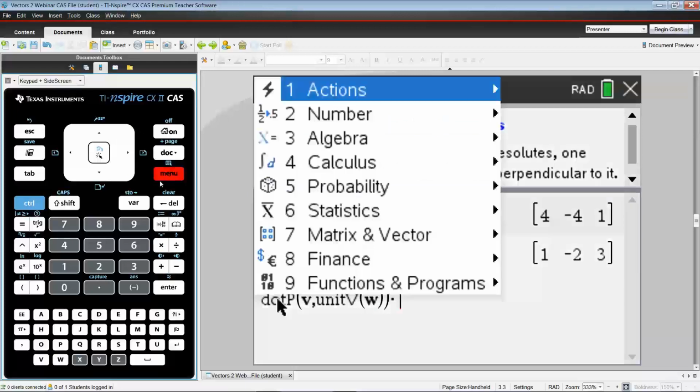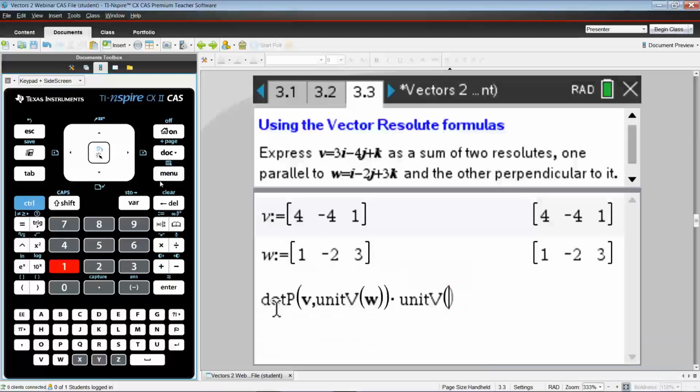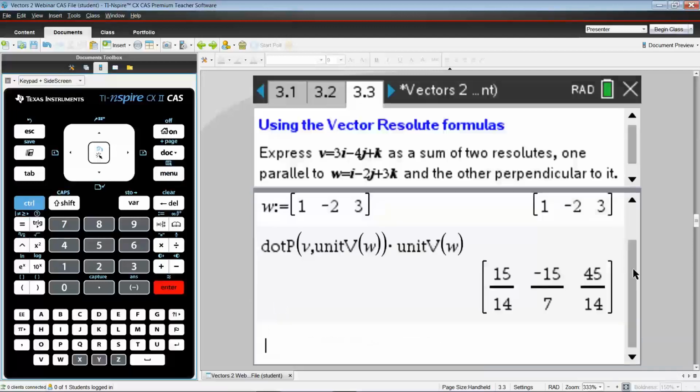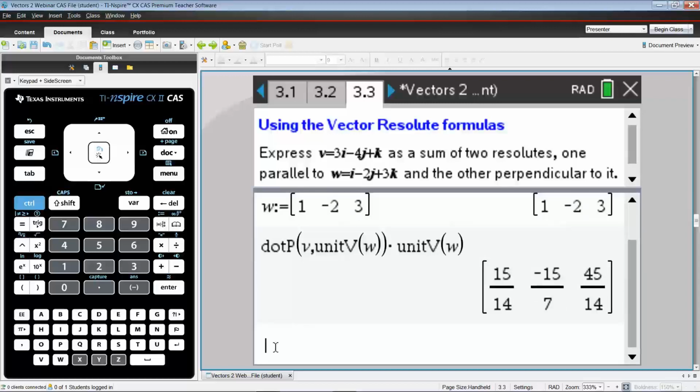So again, menu 7C1, unit vector W. There we go. So this vector here, 15 on 14i minus 15 on 7j plus 45 on 14k, is the vector resolute of V in the direction of W. To save yourself a bit of time, you can define the unit vector of W as something like W hat, but I'll leave this at the moment.